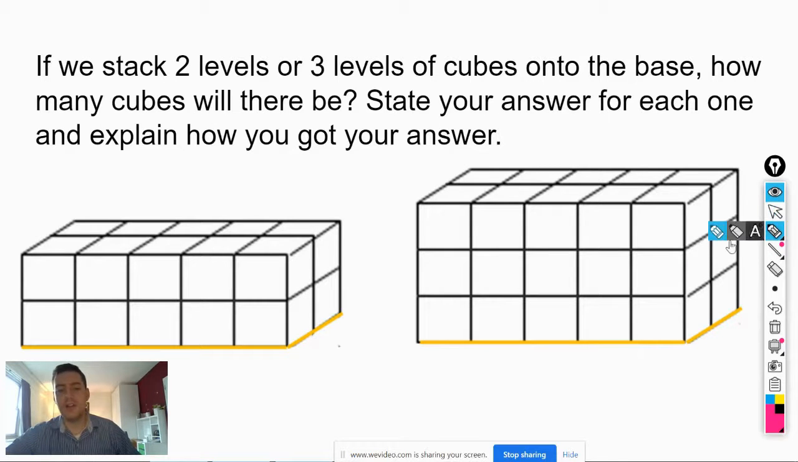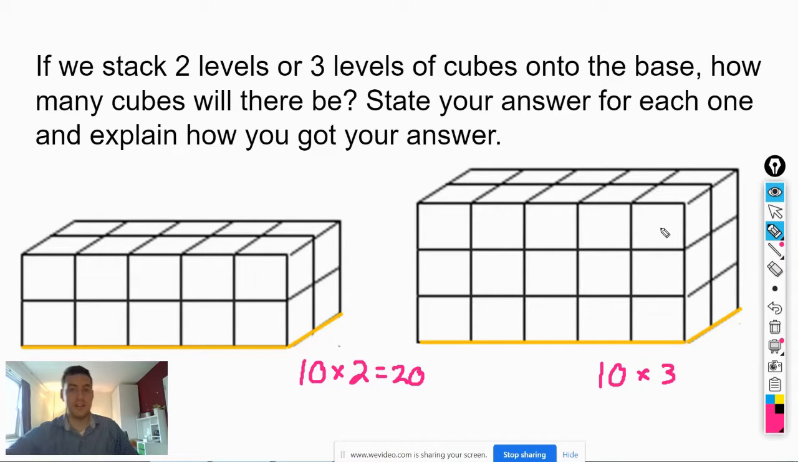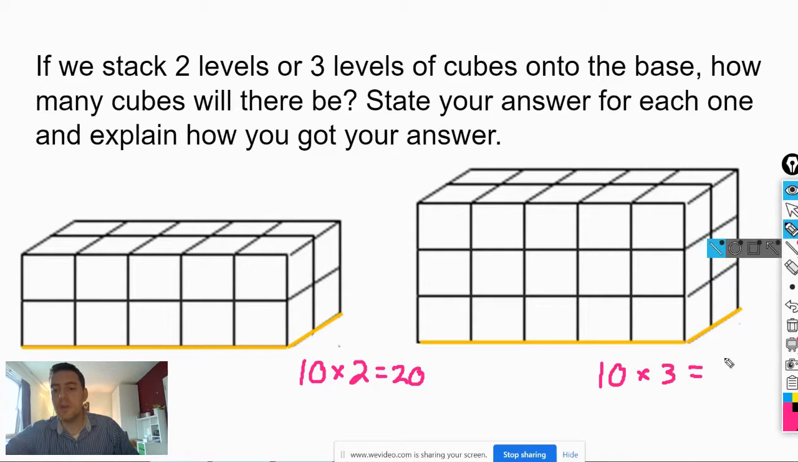Well, again, there are 10 little slots on the bottom, but this time over here we're putting 2 cubes on each slot. So we would have 10 times 2, which is equal to 20. So 20 cubic units for this one. Over here, again, 10 is the number of slots on the bottom. 10 is the area of the base. But this time we're going to multiply by 3 because there are 3 cubes stacked on top of each slot. So the total number of cubic units would be 30.